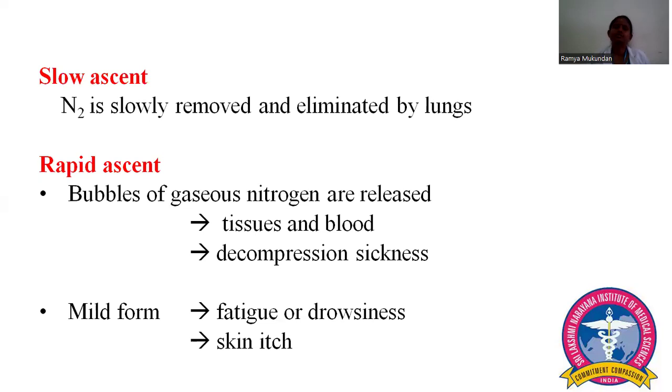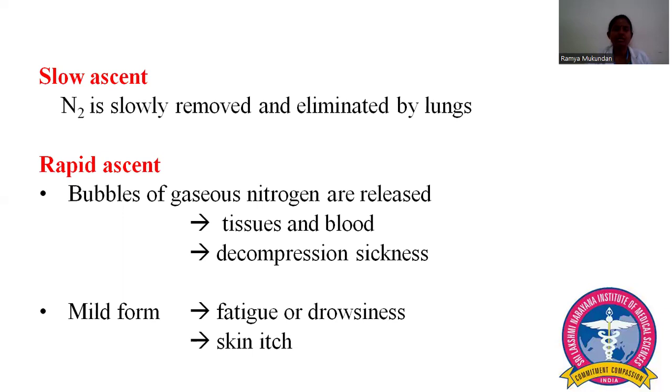But what happens when a subject ascends at a slower rate? The nitrogen gets released into the blood and gets eliminated by the lungs. But when a subject ascends very rapidly, what happens? The nitrogen forms bubbles and gets released into the tissues and the blood and reaches various blood vessels. And depending on the site of the blood vessels it is reaching, it causes symptoms related to the particular system and results in decompression sickness.